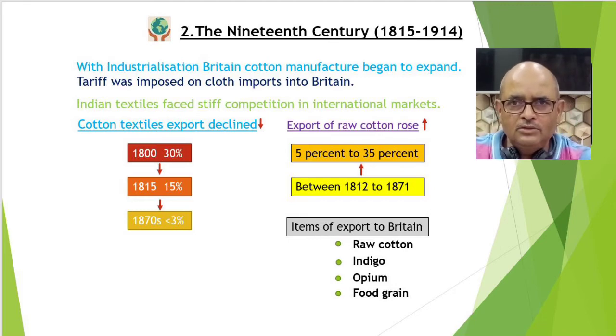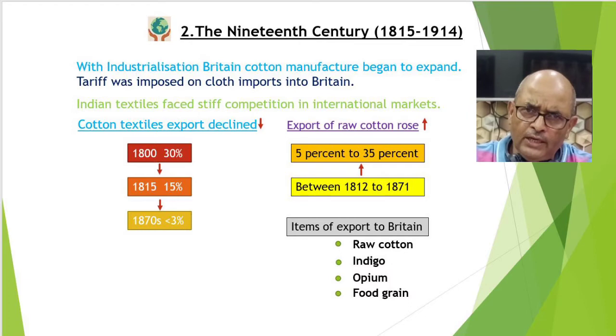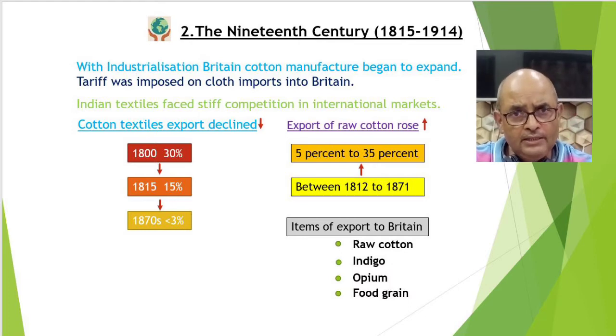Just look at the stats of exports from India. This tells us the rate of decline. From 30% around 1800 to 15% by 1815 to 3% by 1870s. Now, whereas the exports of manufactures declined, exports of something else rose. What are they? First of all, the export of raw cotton, it rose from 5% to 35% between 1812 and 1871. Indigo, as such, remained an important item for export.